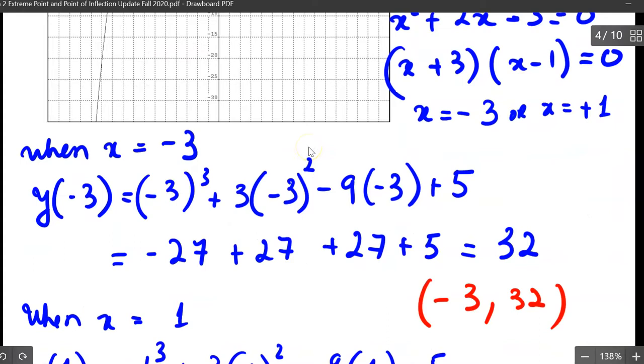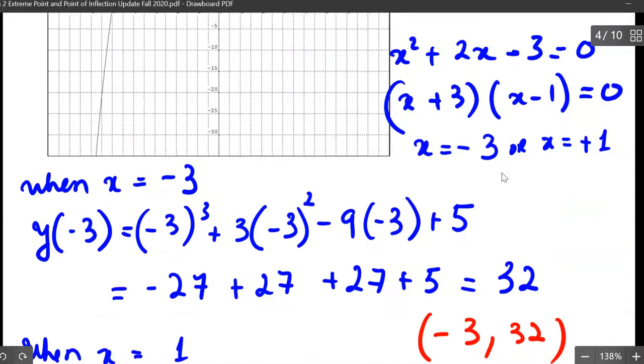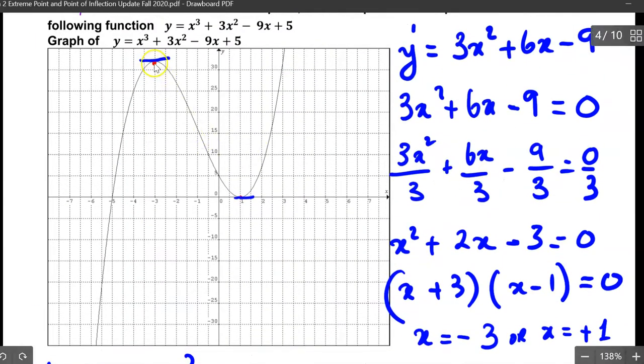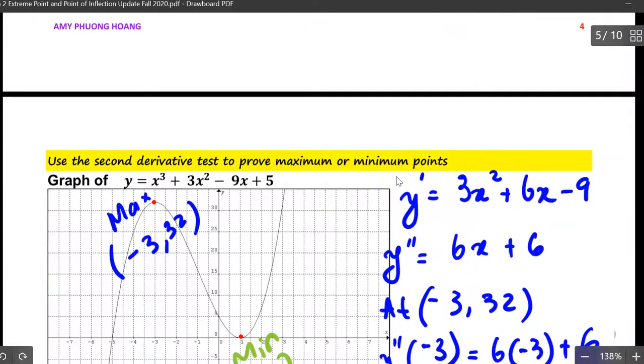The process was to substitute x equal to negative 3 into the original equation. Do the calculation, I have this equal to 32. So the point I have here is negative 3 and 32. And then when I have x equal to 1, I substitute into the equation and I figure out it's equal to 0. Then it's a good idea to double check. So I went up and double checked. The point is there and there. It's pretty close, it's pretty good there on the graph.